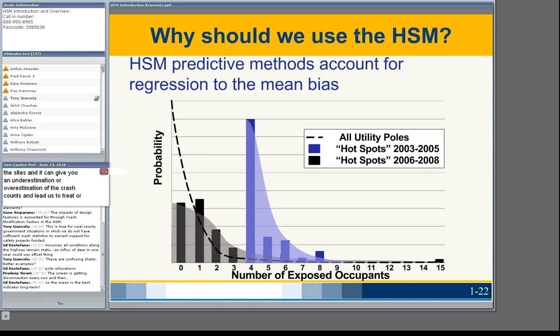Now, I know that I haven't explained the predictive methods in the Highway Safety Manual in any detail, so I'm going to turn the airwaves over to Gene Amparano. He's going to start providing some of the details of using the predictive methods. I will try to work on some of the questions that I see have appeared in the chat.